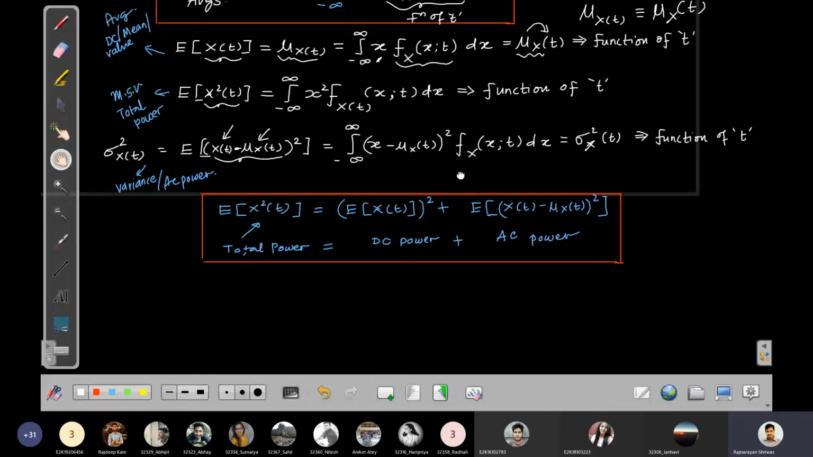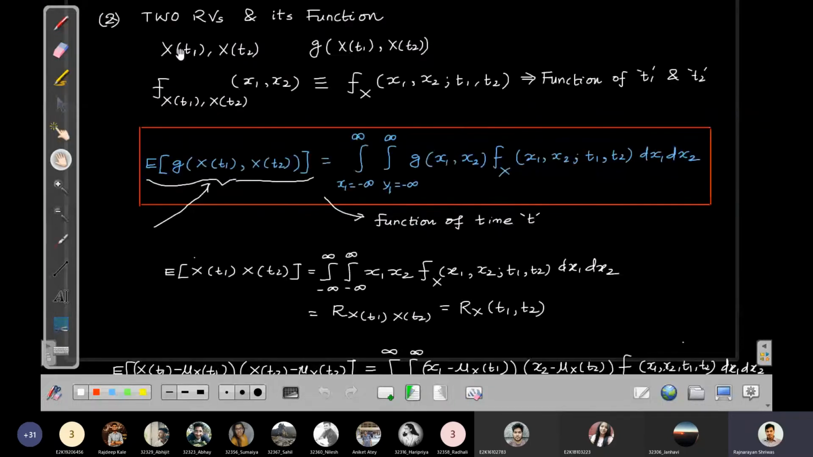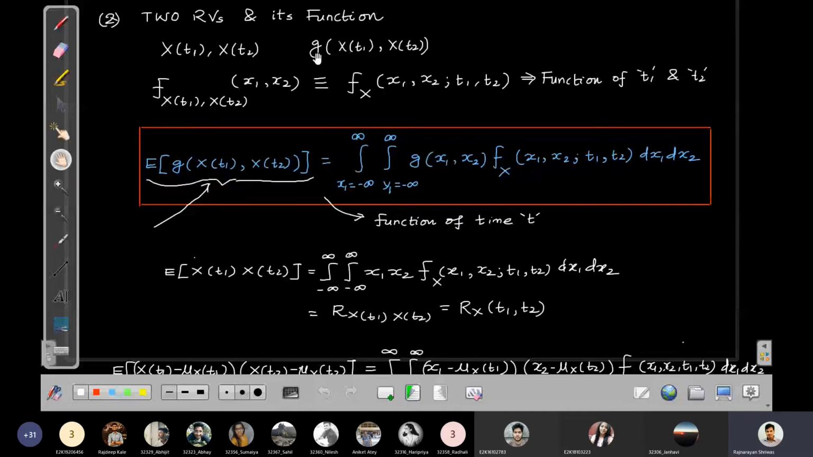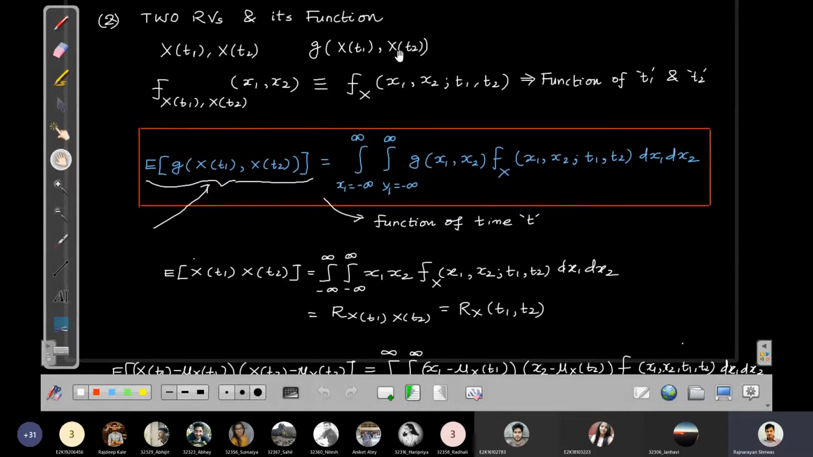So these are the formulas for one random variable, and if you generalize it for two random variables, I have already talked about this. You sample the process at two times, let's say t1 and t2, and you get two random variables xt1 and xt2. You can have any function of xt1 and xt2. Again, there are infinite possible functions of these two random variables. How many functions can I define? I can define an infinite number of functions on these two random variables.